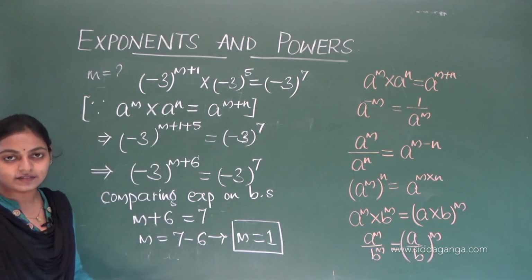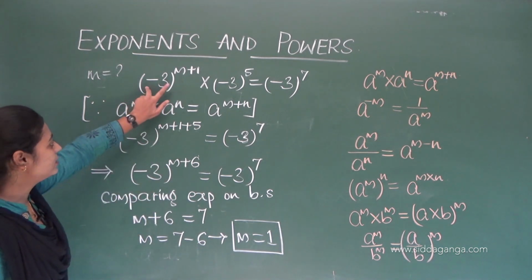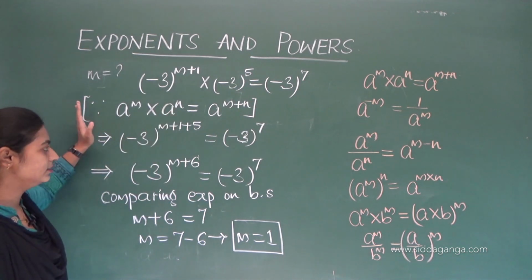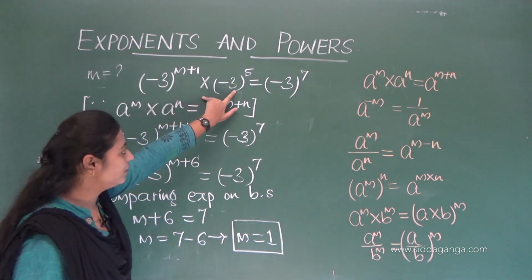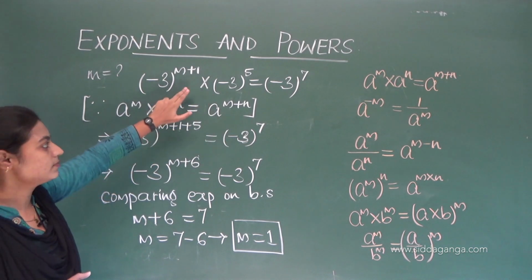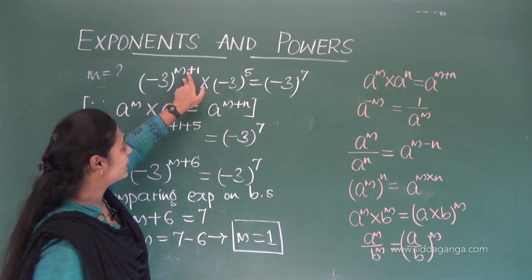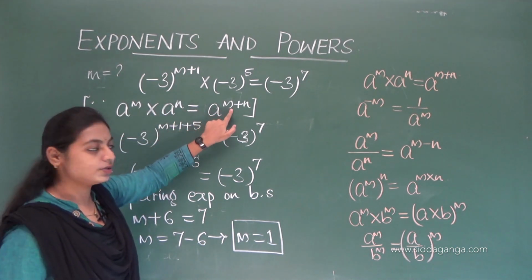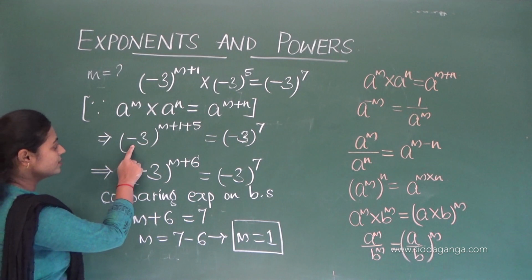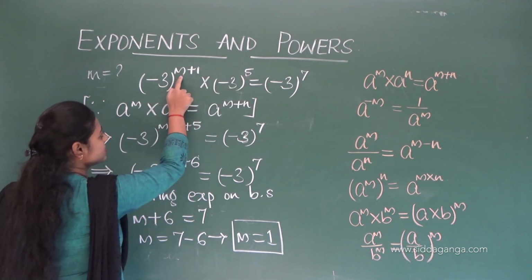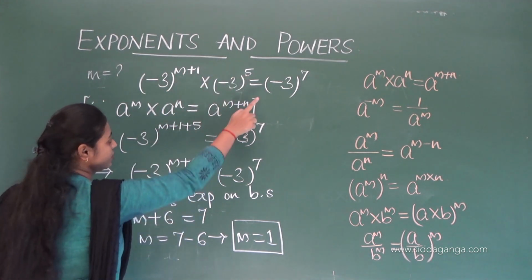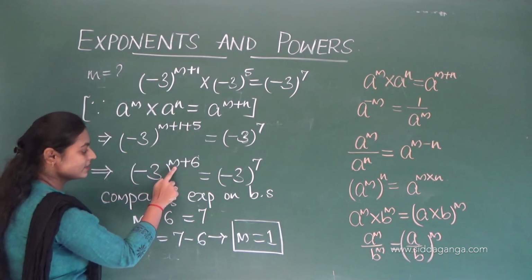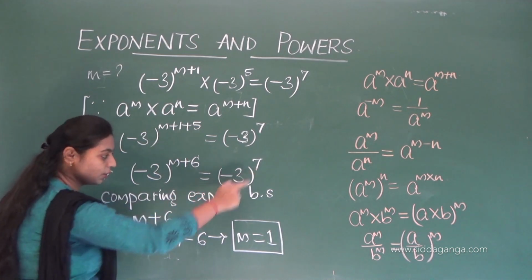So we were asked to find out the value of m. -3 whole power m plus 1 into -3 whole power 5 was on the left hand side. So a power m into a power n, when the bases are equal and it is a multiplication condition, we can add those two exponents: a raised to m plus n. So -3 whole to the power of m plus n is m plus 1 plus 5, equal to the right hand side -3 whole power 7. 1 plus 5 is 6, that is m plus 6 is equal to -3 whole power 7.